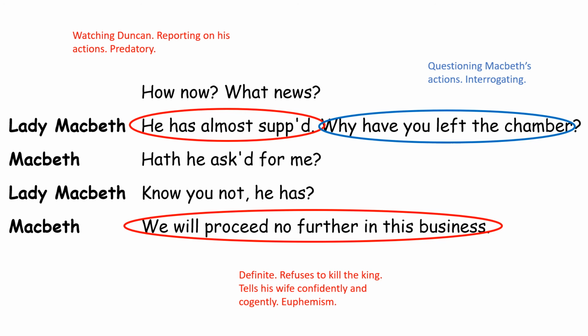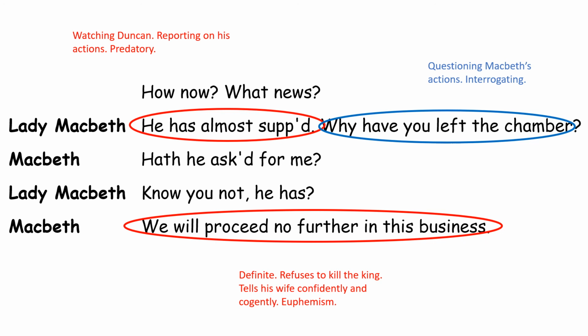He has told his wife he will not kill the king. He's telling his wife really confidently, really cogently, really simply. He's not using metaphors. He's not using ridiculous language. He is simply saying, "I am not going to do this." He uses the euphemism business at the end instead of murder. But this is somebody who is telling his wife, "No, you want me to kill the king, I will not do it." And what I find really interesting, and we'll have a look at this next time, is how Lady Macbeth responds to Macbeth telling her no. Because she doesn't just accept, she begins to manipulate him. And we'll have a look at that next time.